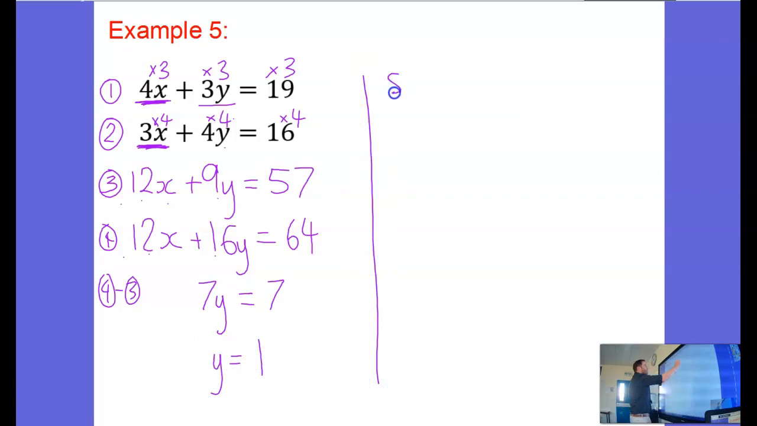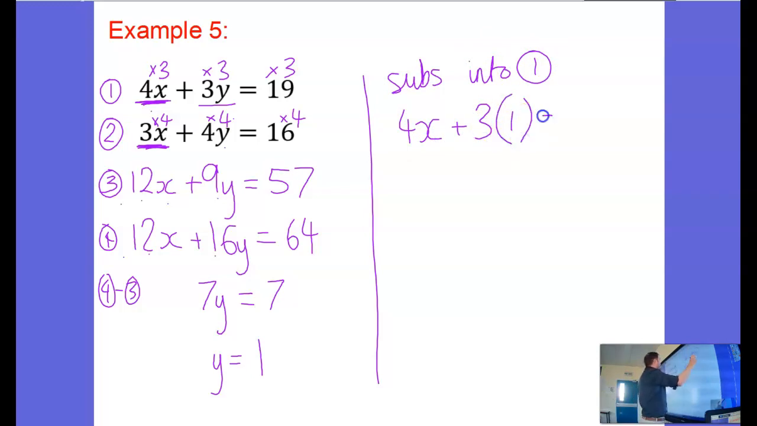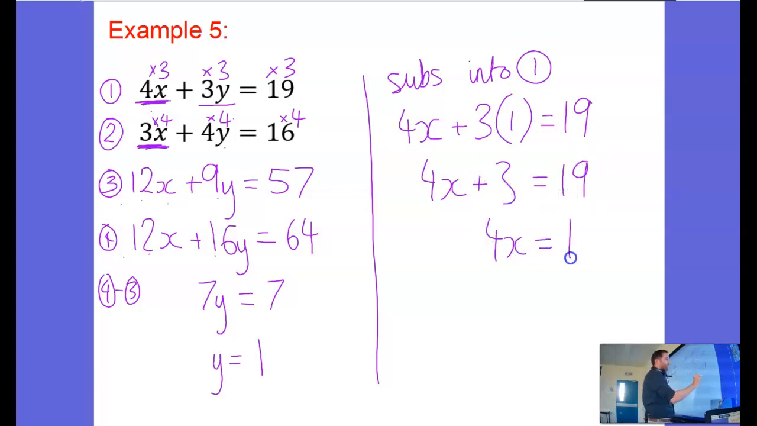Then we need to substitute, and when we substitute, let's take the first equation. So we've got 4x plus 3y, and y is 1, equals 19. So 4x plus 3 equals 19. Take away the 3 and we get 4x equals 16, x equals 4.